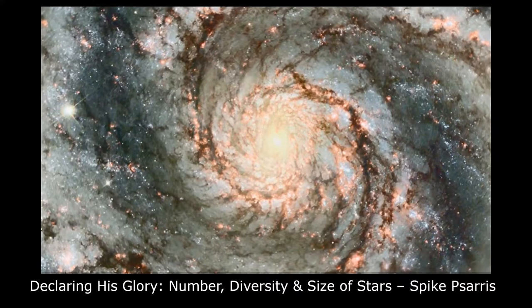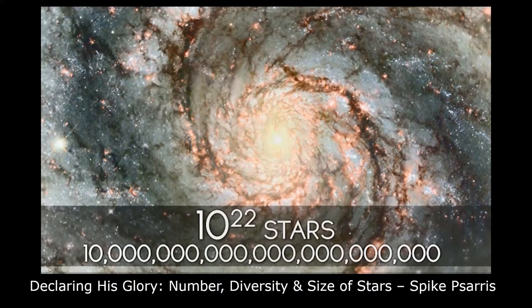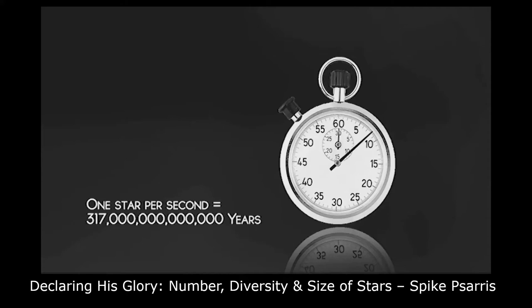Thanks to better technology, we can now see an estimated 100 to 200 billion galaxies. Each galaxy contains about 100 billion stars. That's about 10 to the 22 stars in total. That's a one with 22 zeros after it. That's an incomprehensible number. If you could count one star per second, it would take you over 300 trillion years. This is far beyond human effort, and again we see that the Bible was proven correct, even though for thousands of years, the best available scientific evidence seemed to contradict it.